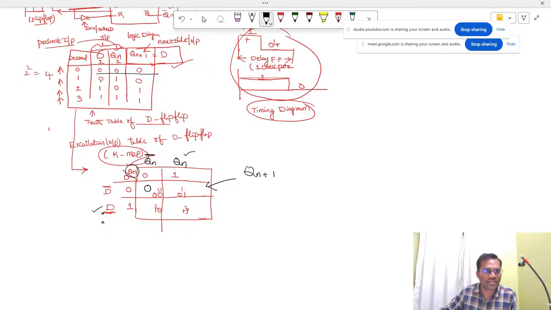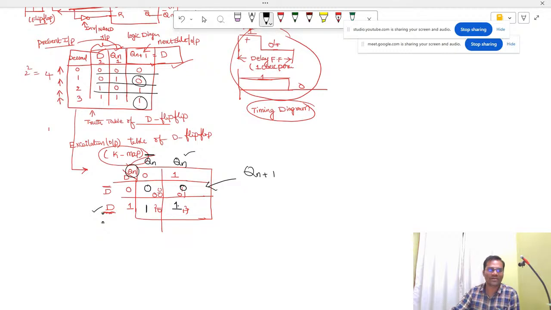Next, for 0 1 combination, what is output? 0. Write down 0 here. Next, for 1 0 combination, what is output? 1. Write down the 1 here. Next, for 1 1 combination, what is output? 1 here. So 1. Now we had got the elements. What elements are there here? We had got the same elements 0 0 1 1.